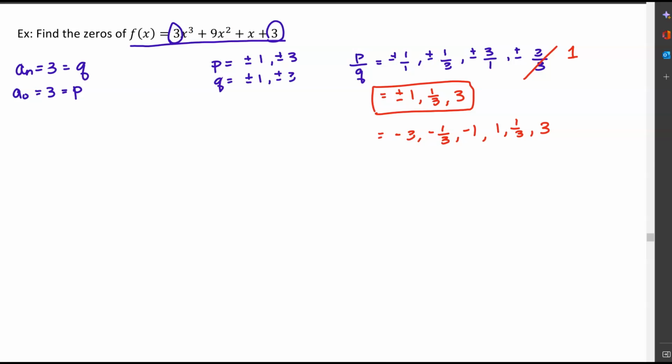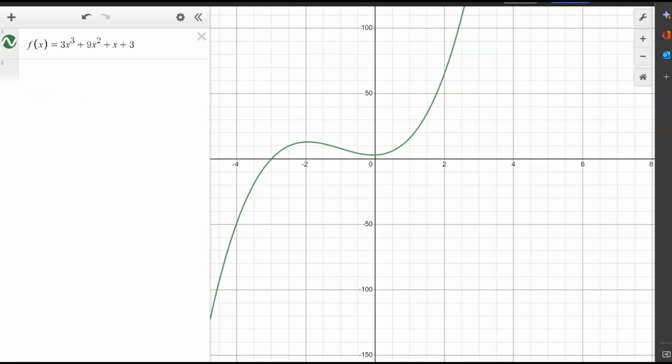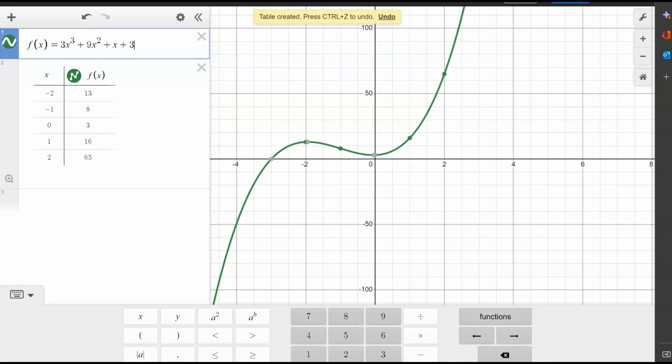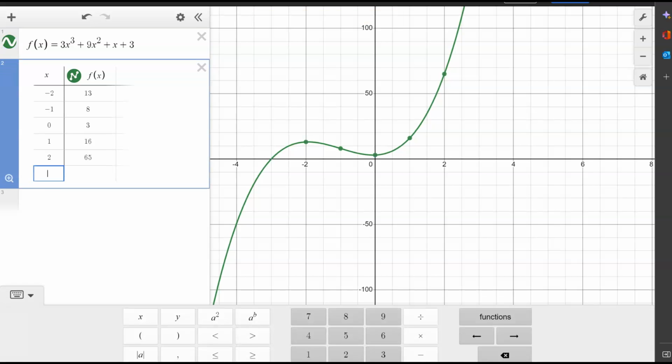So let's go ahead and navigate to Desmos. I went ahead and inputted the function. So what we can do now is tap on these gears. We can hit the table function and notice it just creates a table for us. So what I'm going to do is add to the table some of those values that we looked at. One of the values that we had on there was 1. And so 1 gives me a 16, which tells me that that is not a 0.